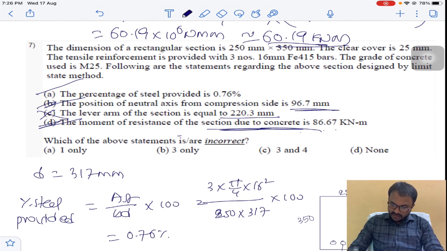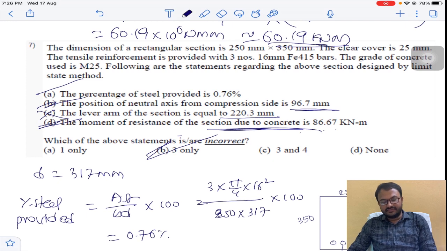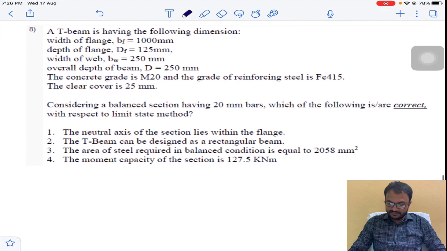So the answer is B for question number 7. He has asked not the correct statements. Okay. He has asked the incorrect statements. Clear? And now question number 8.